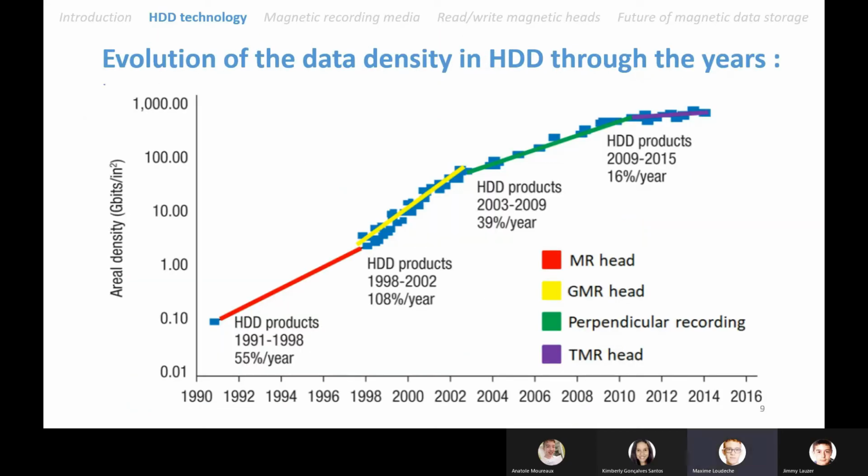Okay, so we can see a graph of the data density here, called areal density, in gigabytes per square inch through the years. As you can see, the main technology discoveries create a new era of evolution for hard disk drives. And we are still currently in this purple zone where we use TMR head technology, or tunnel magnetoresistance head technology.